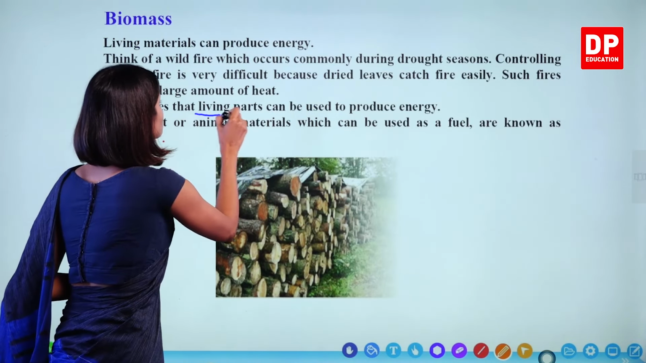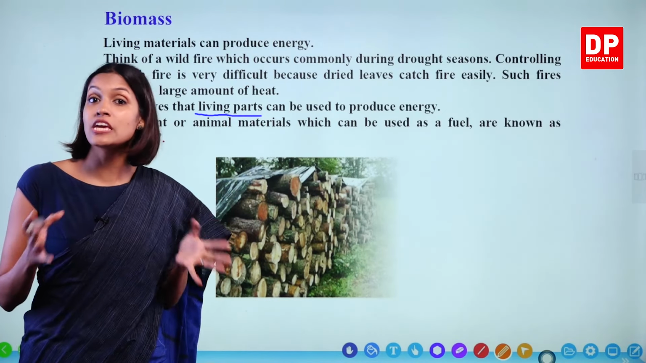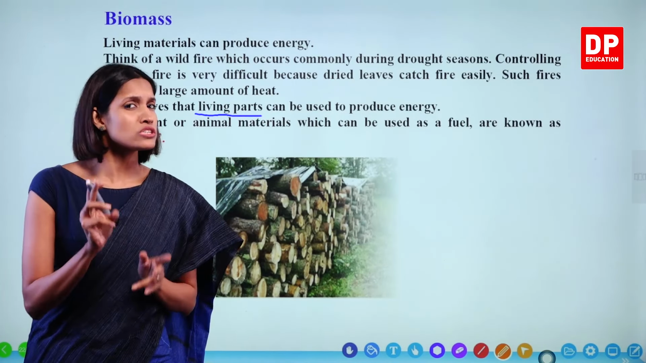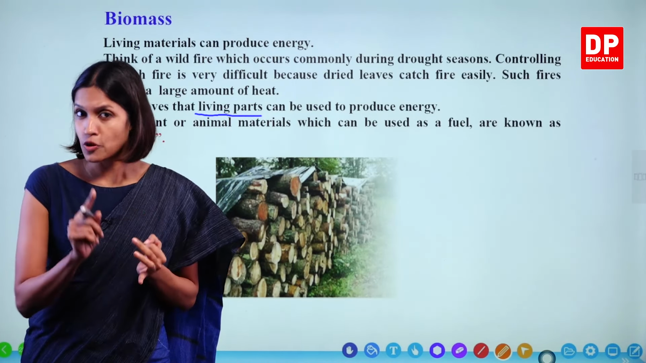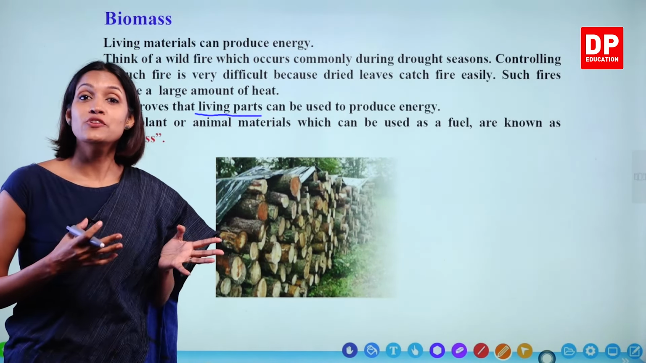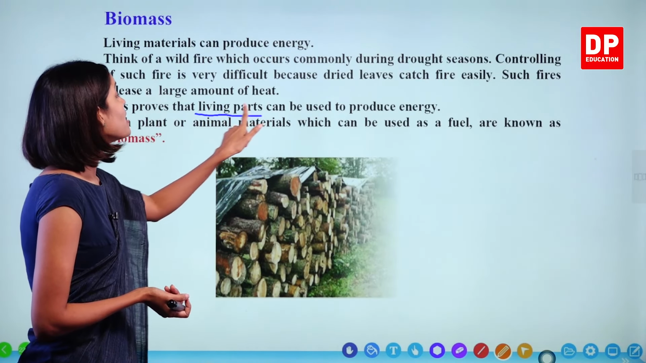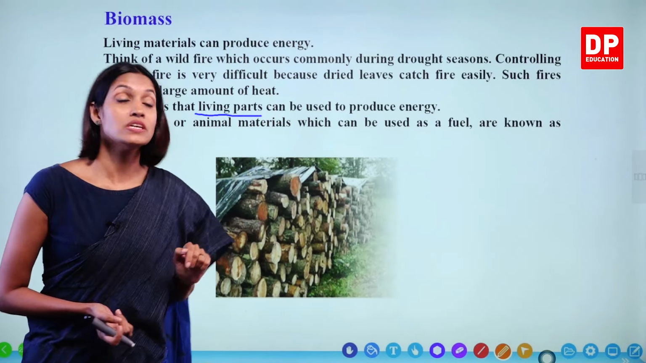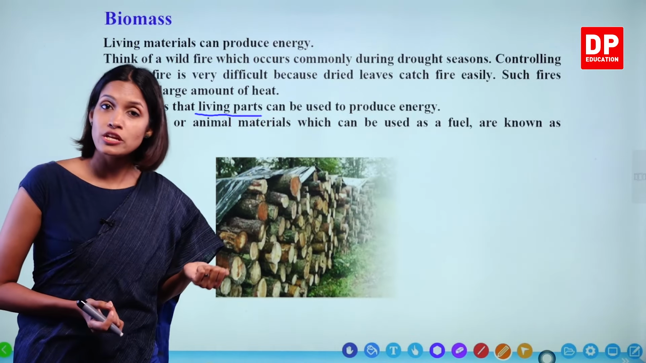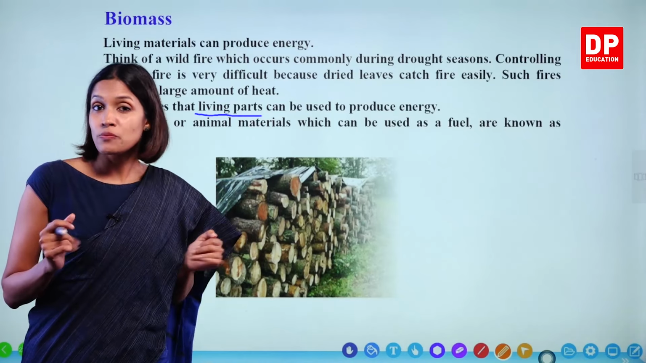Living parts. Now when it comes to plants, plants are considered organisms or living beings. Under the first lesson, we learned that organisms can be divided into three main groups: plants, animals and microorganisms. So plants come under living beings, living parts. This proves that living parts can be used to produce energy. Heat is a type of energy. Because of wildfire, heat is produced. Wildfire occurs because it actually starts from the living parts.